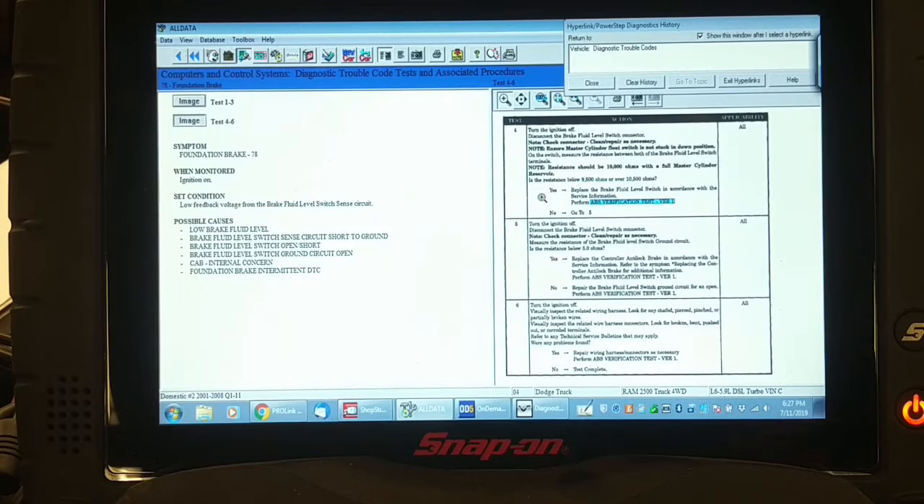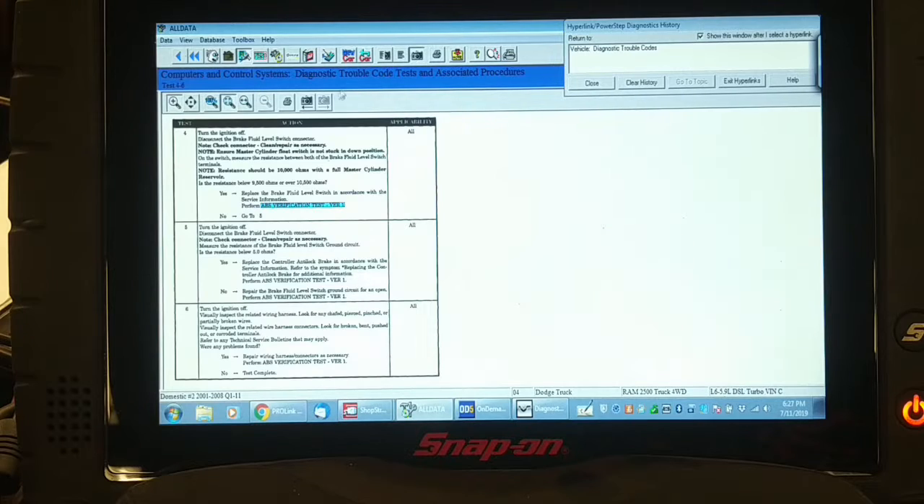So in the schematic for that brake fluid level switch, it shows it as a simple switch. Yet if you read the troubleshooting chart here, it says disconnect the brake fluid level switch connector, check the connector, clean, repair, whatever, put an ohm meter across it. Resistance should be 10,000 ohms with a full master cylinder reservoir. So it's a specific resistance, 9,500 to 10,500.